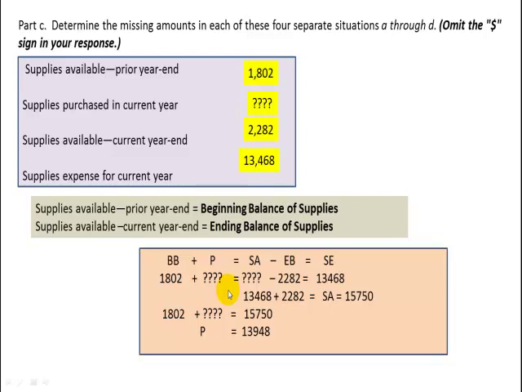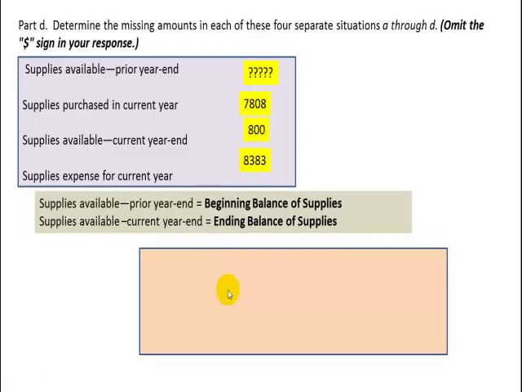Part D. We don't know the beginning balance of supplies, but we do know what was purchased, 7,808. At the end of the year, we know what that balance was, $800. And we know that supplies expense for the year was $83.83. So take our little formula there, plug in what we know, and we can do this one basically the same way.